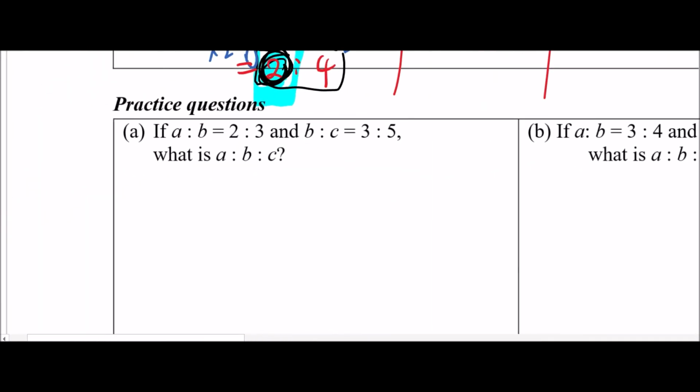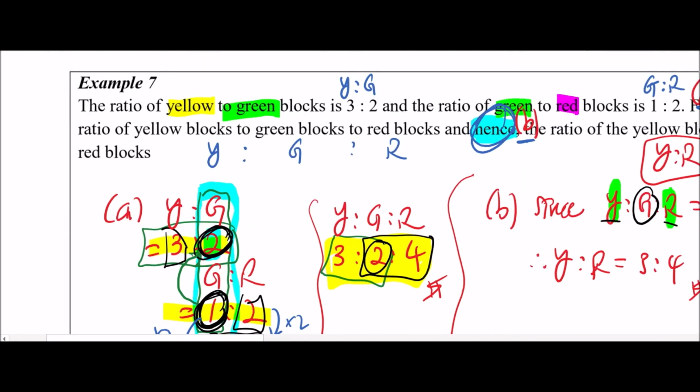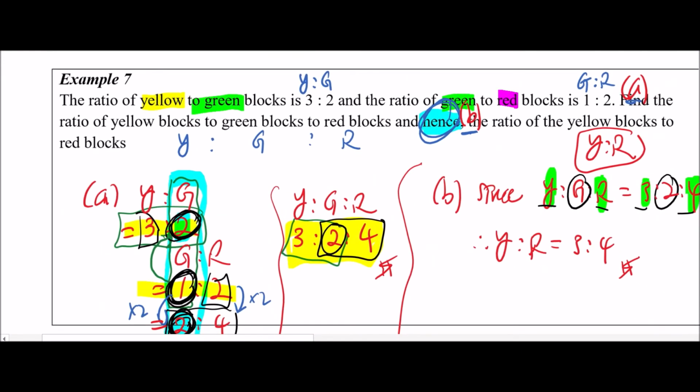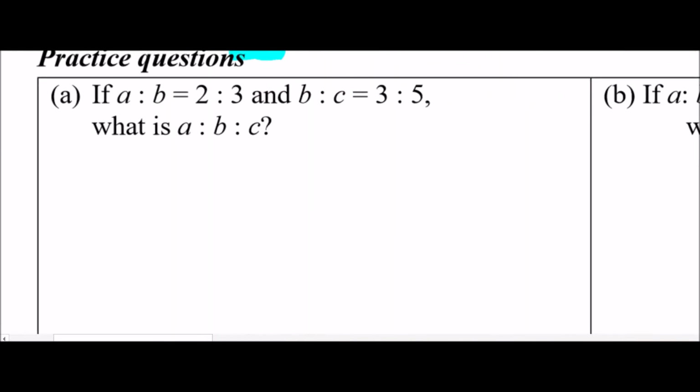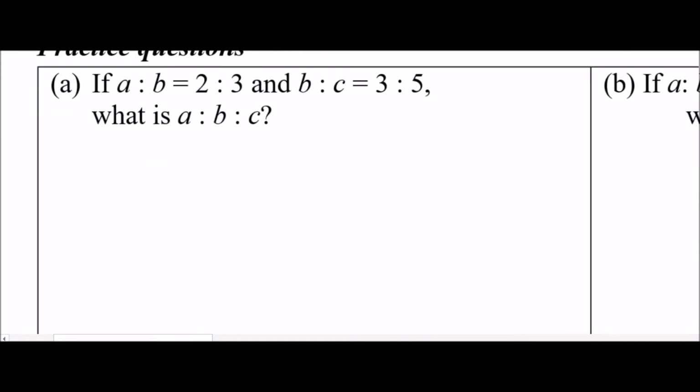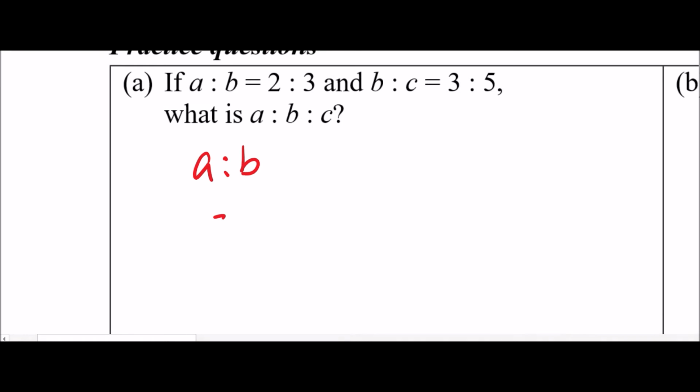So besides presenting itself this kind of problem of combining two separate ratios into one single ratio of three quantities, in a word problem, this is the more straightforward and standard type of question. Okay, so let's take a look. A is to B is 2 is to 3. So immediately I write it down. A is to B is 2 is to 3. And B is to C is 3 is to 5.